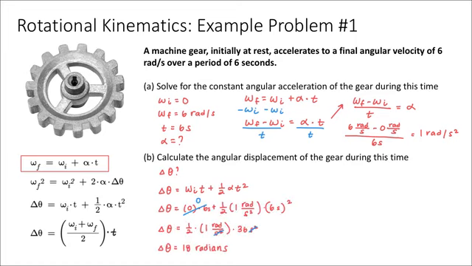Now, if you were curious how many revolutions this was, or in other words, how many times the gear rotated 1 full time, you could convert radians to revolutions if you wanted to. Recall that for each revolution, there are 2 pi radians. So I can do dimensional analysis like this to solve for the number of revolutions. I'll take my 18 radians, and I'll multiply it by my conversion factor. This will give me about 2.9, roughly 3 rotations.